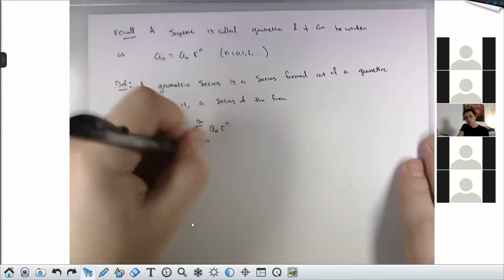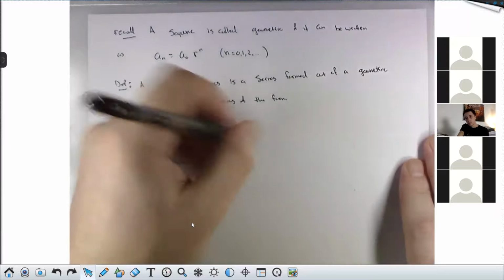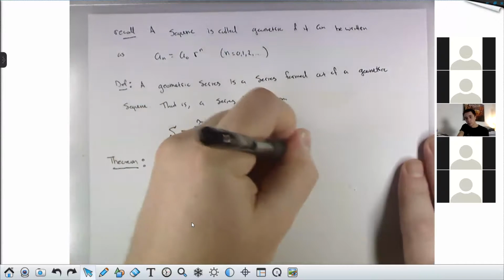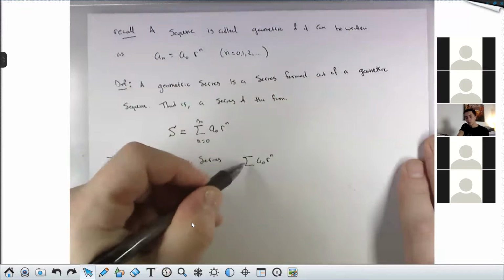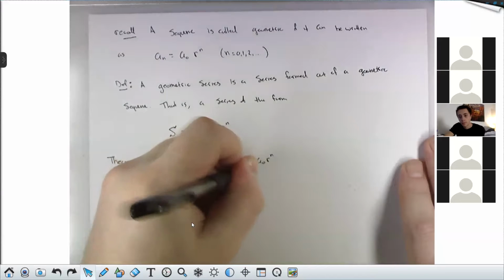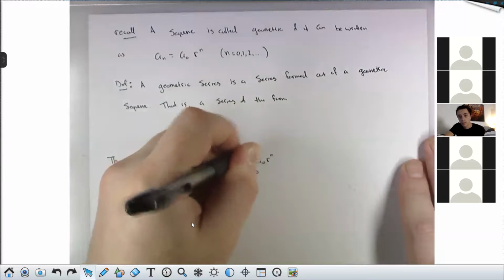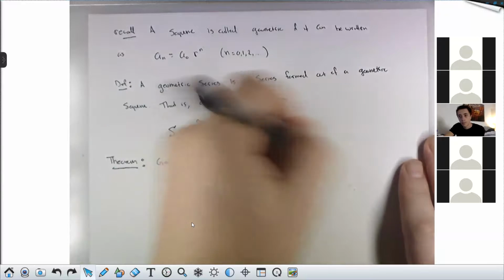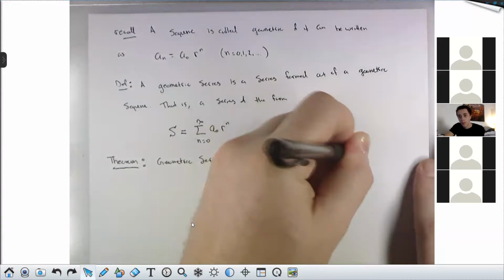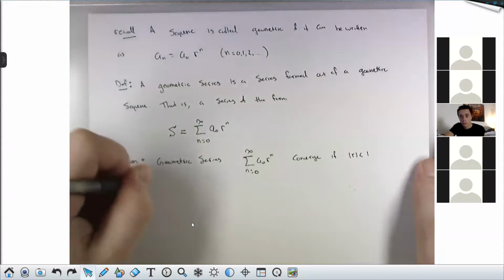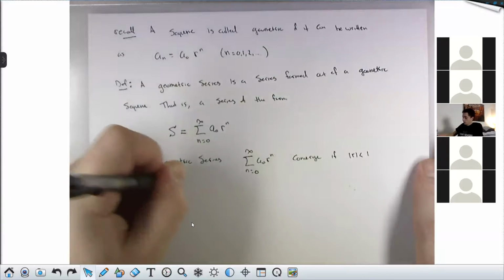Geometric series sigma a naught r to the n. I'll leave off the indices here when the thing I'm saying applies regardless of where they begin. Maybe for now, I won't do this to you yet. Sigma n equals 0 to infinity a naught r to the n converge if the absolute value of r is strictly less than 1 and diverge otherwise.